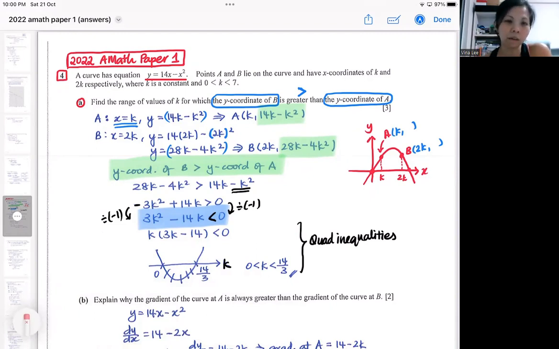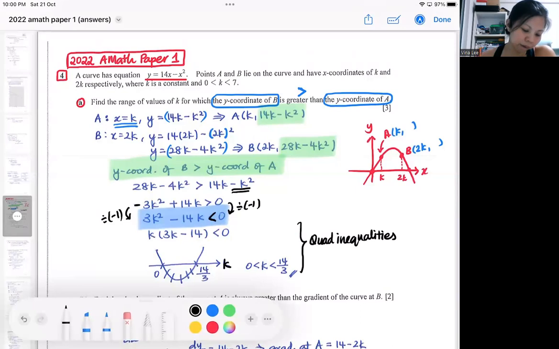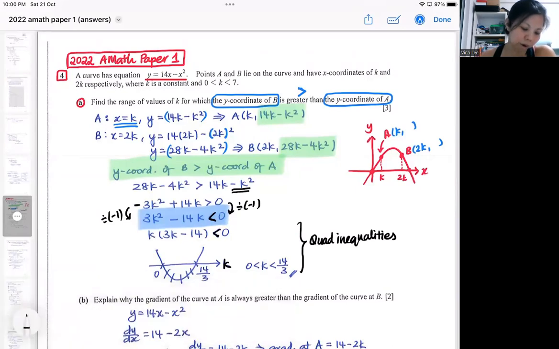The last part of this question is testing you on the quadratic inequality. After I reverse the sign, it will be less than, so I'll be shading the portion of the graph that is below the horizontal axis. That's how I got my answer, and that's how I got the range of k.